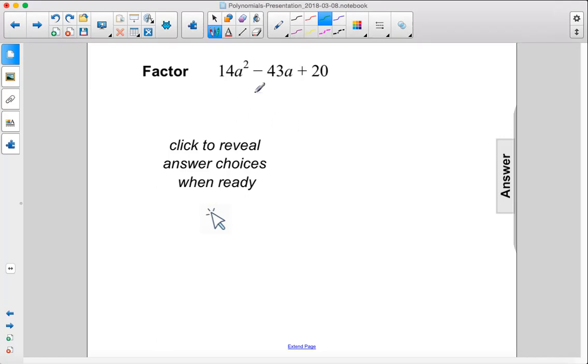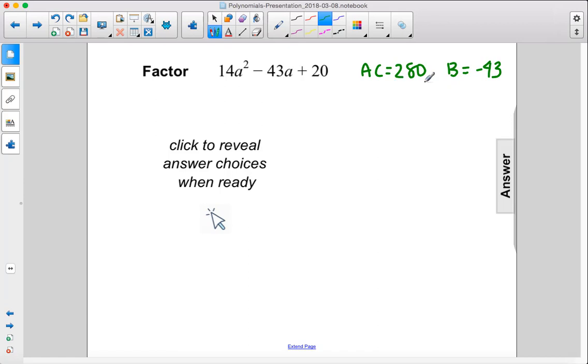Factor 14a squared minus 43a plus 20. Okay, so a times c, 14 times 20 is 280, and b equals negative 43. Because c is positive but b here is negative, that means that both of these numbers we're trying to find, in order to split this up into two numbers, are going to be negative.